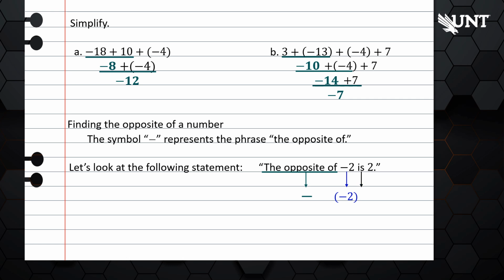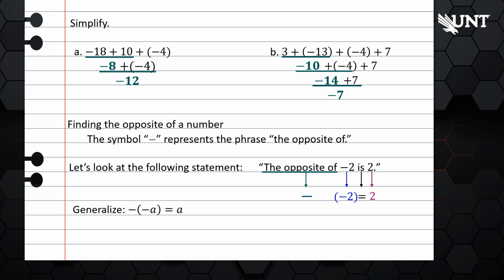Is commonly represented as an equal sign, and then 2 is just, well, 2. So what we have is negative, parentheses, negative 2, close parentheses, equals 2. That's what it looks like mathematically, but grammatically, it's the opposite of negative 2 is 2. Well, that brings us to the statement. We can generalize this. Anytime you have the opposite of a negative value, the result will always be positive.